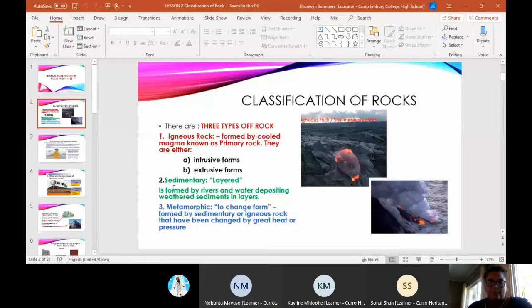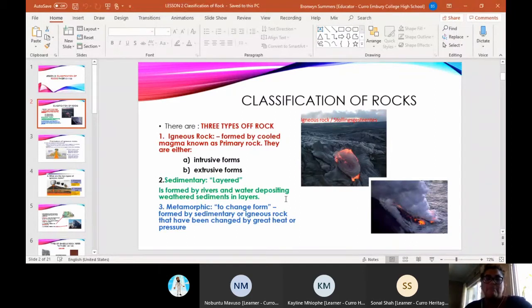Right. Then we have sedimentary rock. So sedimentary rock is rock that is layered. And when I go through the slides, I'll go into more detail, but you must know that when we look at sedimentary, we're looking at rocks that are formed in layers.